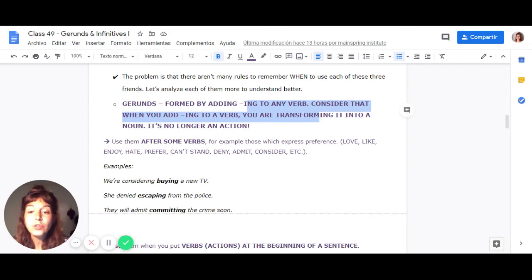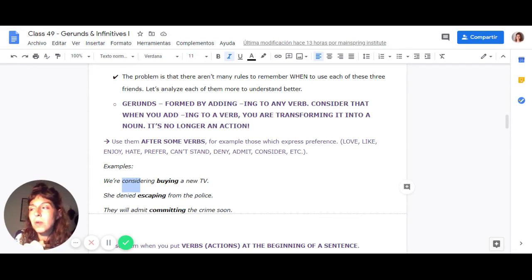So, the first rule that we should consider is that the gerunds are usually used after some verbs. For example, those verbs which express preference, such as like, love, enjoy, prefer, etc. You know about these ones. Let's see some examples. We are considering buying a new TV. This is not a verb of preference. Considering is not a verb of preference. However, it is a verb that needs ing after it.